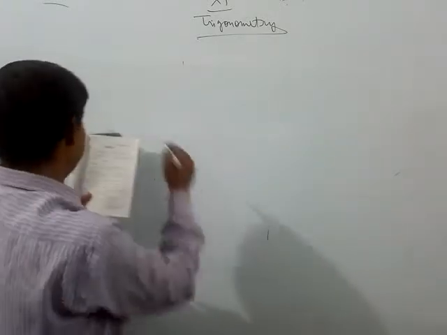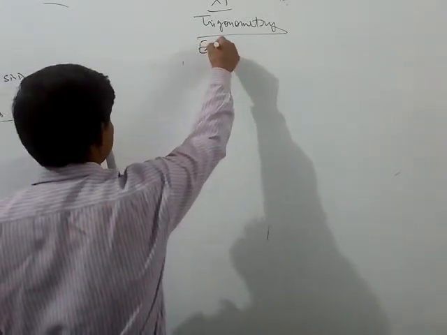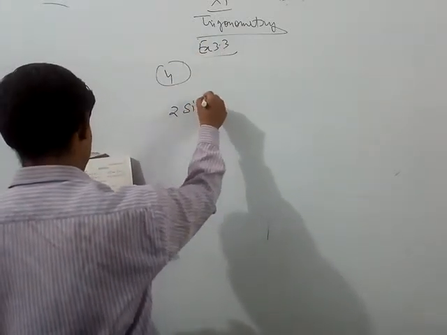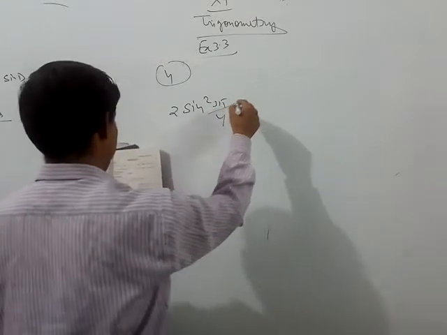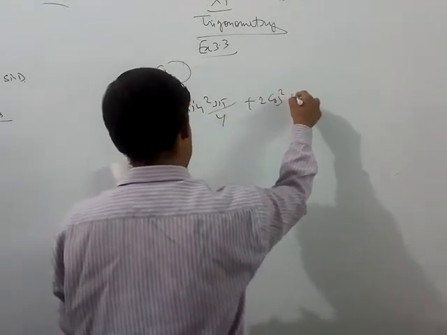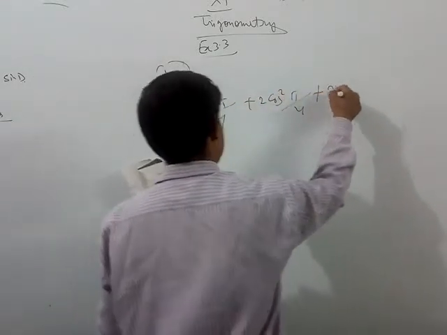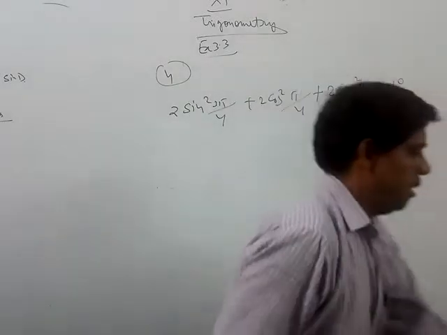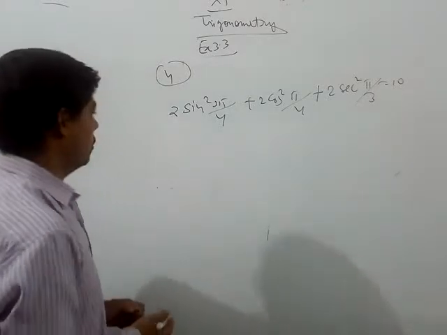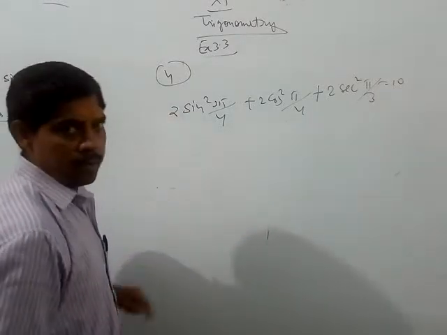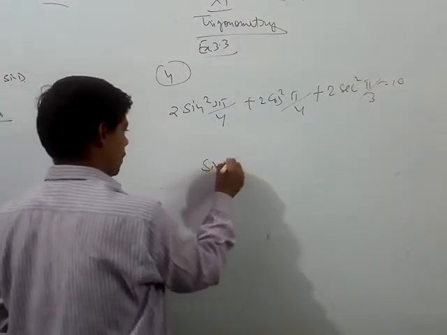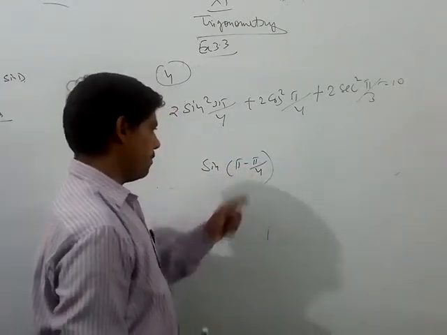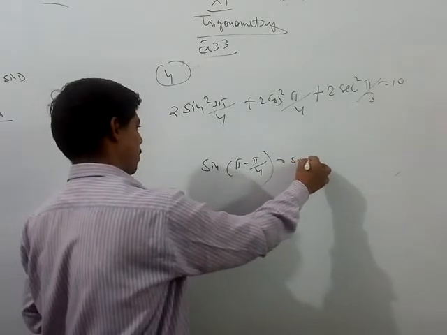So we'll do the fourth question of 3.3. Question number 4 is 2 sin square 3 pi by 4 plus 2 cos square pi by 4 plus 2 sec square pi by 3 is equal to 10. To solve this question, you have to do like this: sin 3 pi by 4, I am solving one by one. It's written as pi minus pi by 4. So sin (pi minus pi by 4) is sin pi by 4.